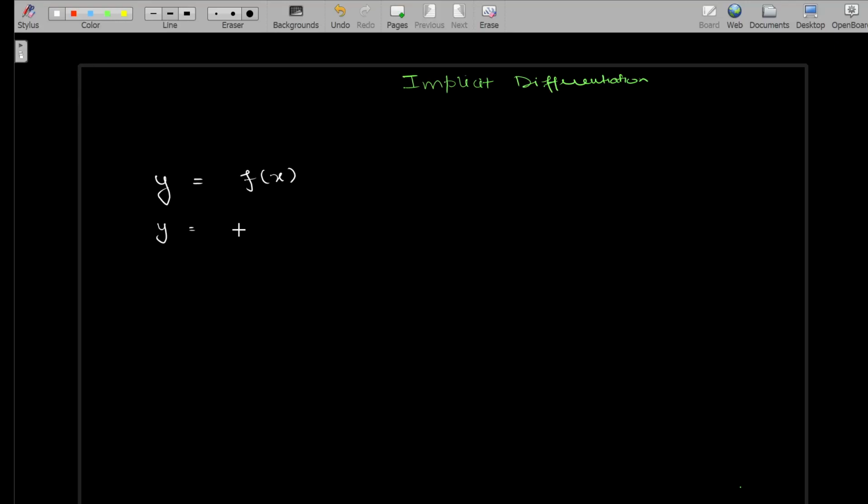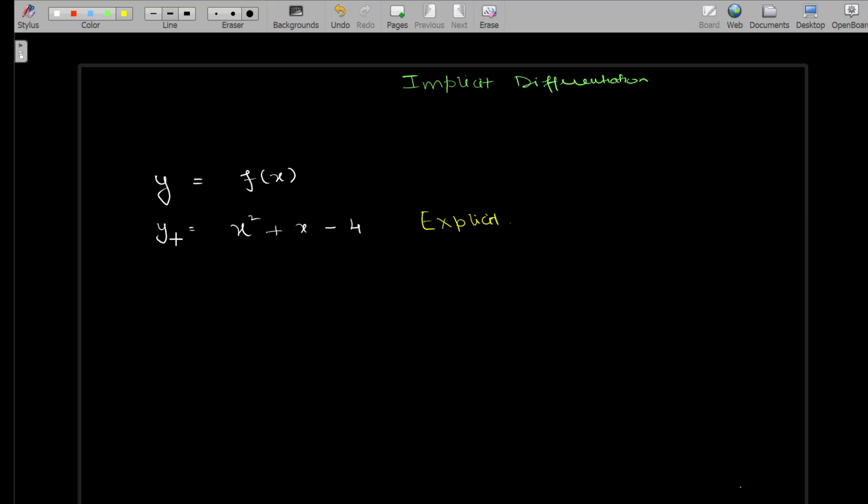y is equal to x square plus x minus 4. So this is an explicit function because on the left hand side there is only y. Explicit function. So y is explicitly defined in terms of x. On the left hand side there is only the y term.